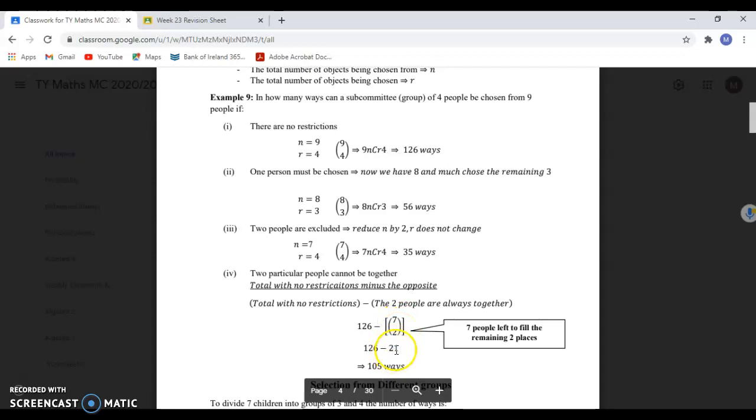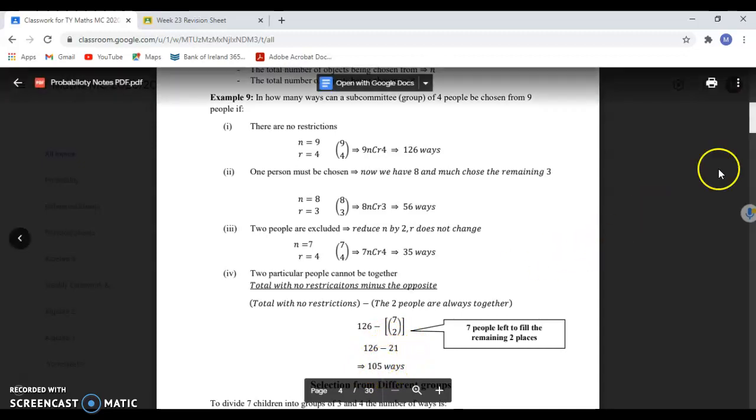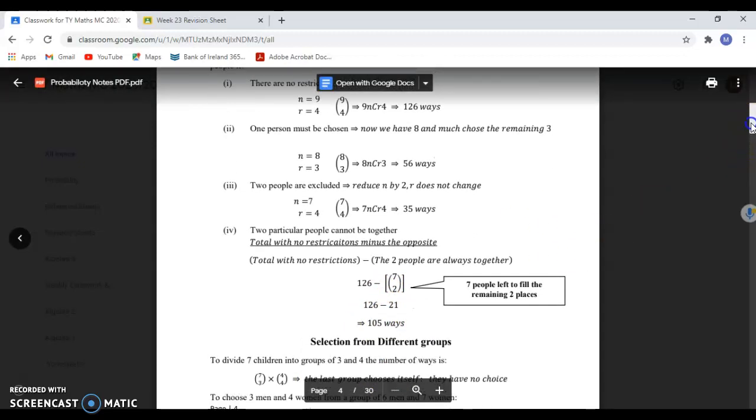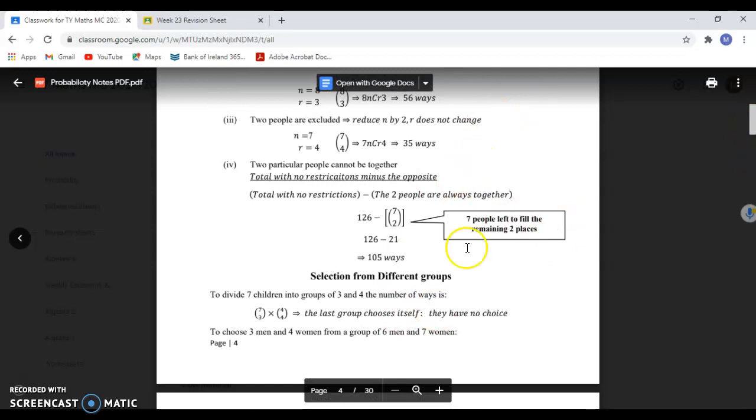So that happens in 21 ways. So 7 choose 2 is 21. So subtract those then. In 21 ways, they're always together. So the rest of the ways then, they're not together. All right, so that's that one done.